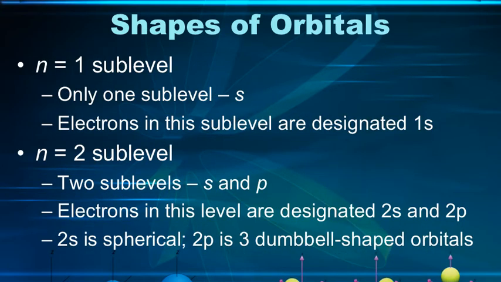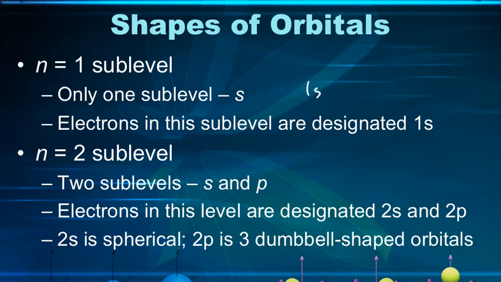Okay, so at the n equals 1 principal quantum number, there's only one sublevel. And there's only one shape of orbital, and those are s orbitals. They're spherical, so you have a 1s orbital is what we're going to call this. We call it a 1s orbital. That's the lowest energy possible. The 1, n equals 1, meaning closest to the nucleus, and s, meaning spherically shaped orbital. So it will look like this. Electrons in this sublevel are designated as 1s, again, lowest energy level possible.